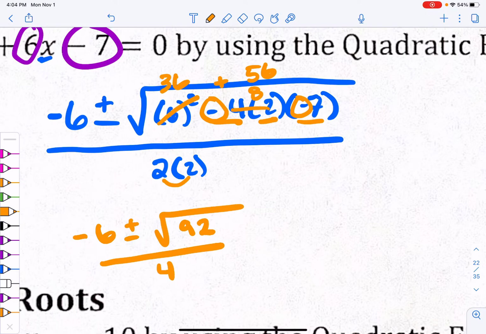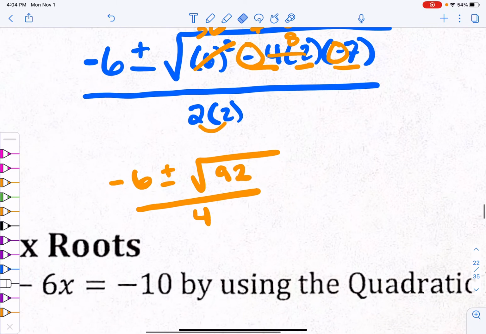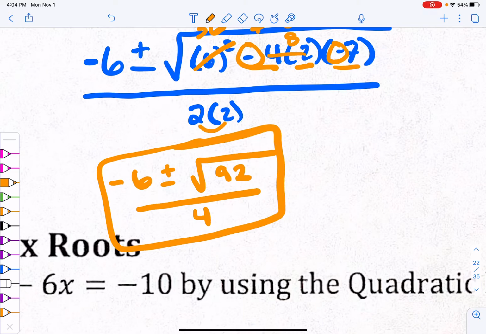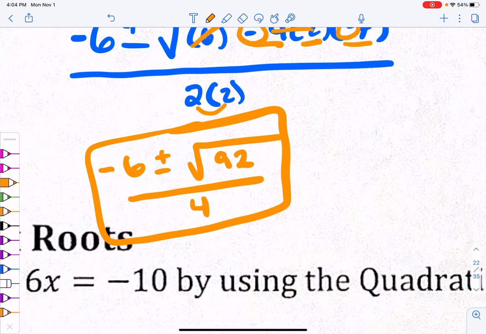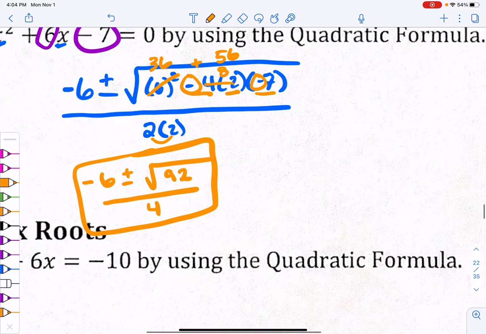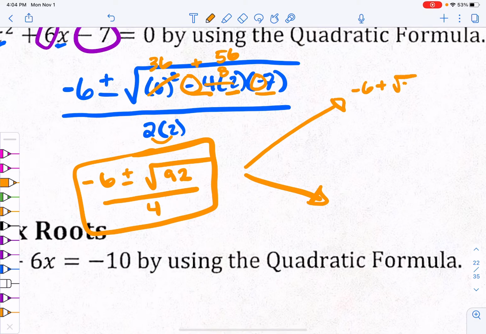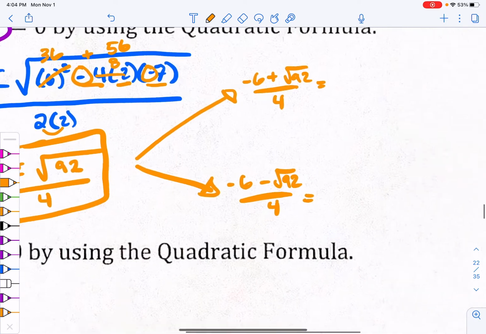Now, the square root of 92 does not come out nicely. So we're just going to leave our answer like that because 92 does not come out nicely. Like up above, we had the square root of 144, which did come out nicely. This one does not, so we're just going to leave our answer. Now, what I'm going to tell you is that this still means that we have two answers. We have -6 plus the square root of 92 over 4, and we have -6 minus the square root of 92 over 4.